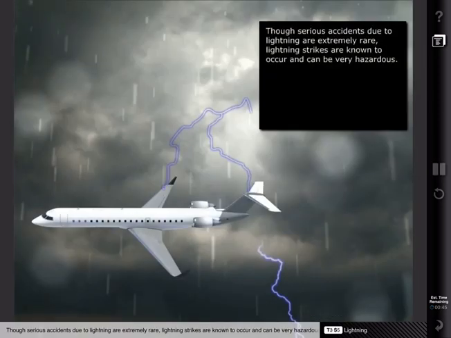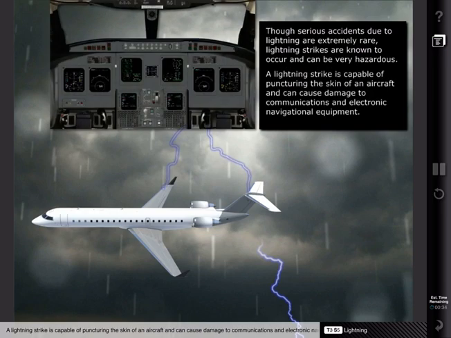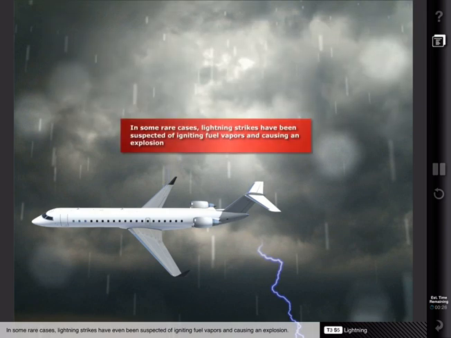Though serious accidents due to lightning are extremely rare, lightning strikes are known to occur and can be very hazardous. A lightning strike is capable of puncturing the skin of an aircraft and can cause damage to communications and electronic navigational equipment. In some rare cases, lightning strikes have even been suspected of igniting fuel vapors and causing an explosion.